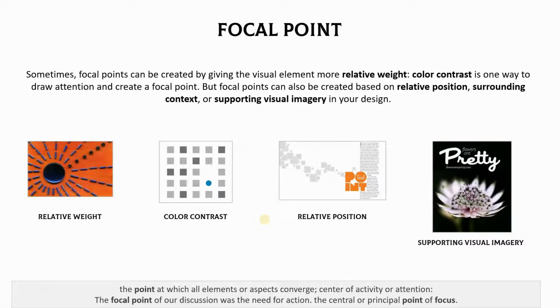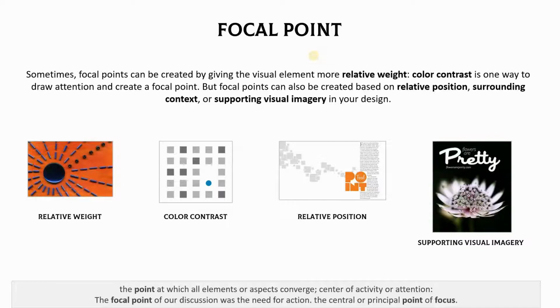The point at which all elements or aspects converge. Center of activity or attention. Center of attention. The focal point of our discussion was the need for action, the central or principal point of focus. Again, the same thing: your call to action, your main point, should be focused in your design, and that is why we use this focal point. It's a very important component of your design.